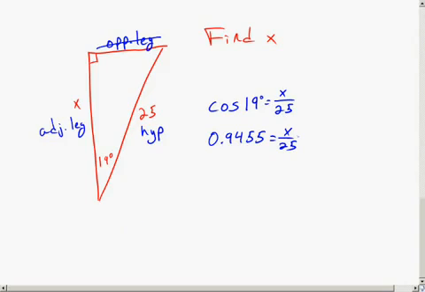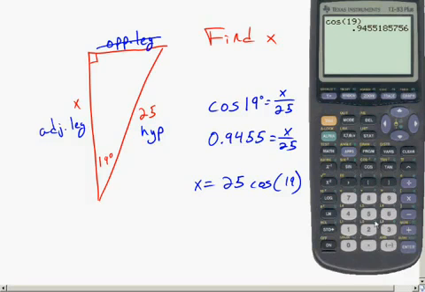I'm just going to multiply both sides by 25. If it helps you, you can put the left-hand side over 1 and cross-multiply. But I'm assuming that everyone watching this has the algebra skills to solve for x. What we might learn is that we're going to have a lot of these equations where x is the numerator as we're setting these up and solving them. So you might just get the pattern that if your variable is in the numerator, what you can type in the calculator is just 25 cosine 19 and get your answer in one step. So x is approximately 23.6.